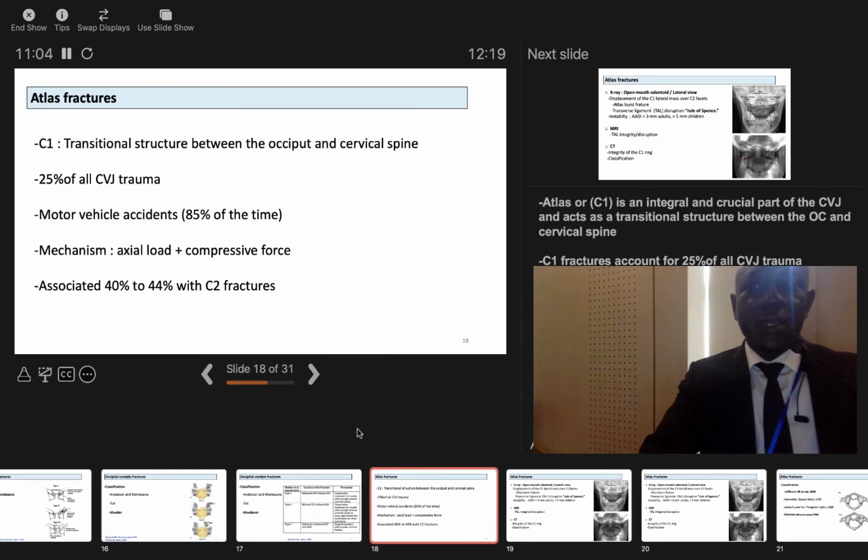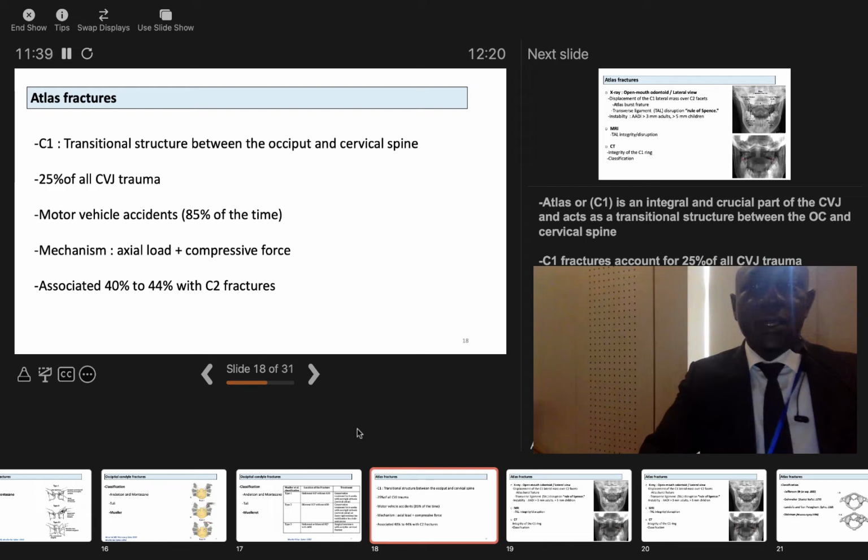The second isolated bone fracture is atlas fracture. As you know, atlas or C1 is an integral and crucial part of the craniovertebral junction and acts as a transitional structure between occipital and cervical spine. C1 fracture accounts for 25% of all craniovertebral junction trauma. They occur as a result of motor vehicle accident 85% of the time.